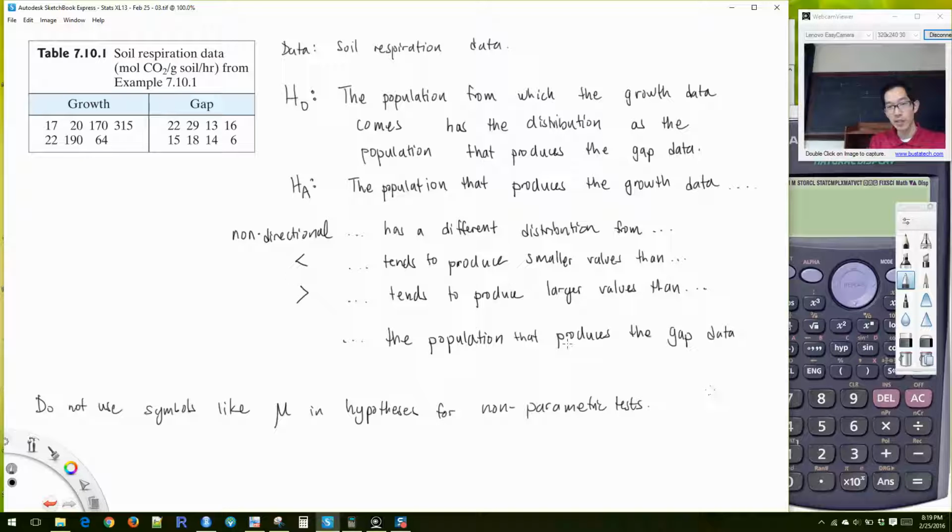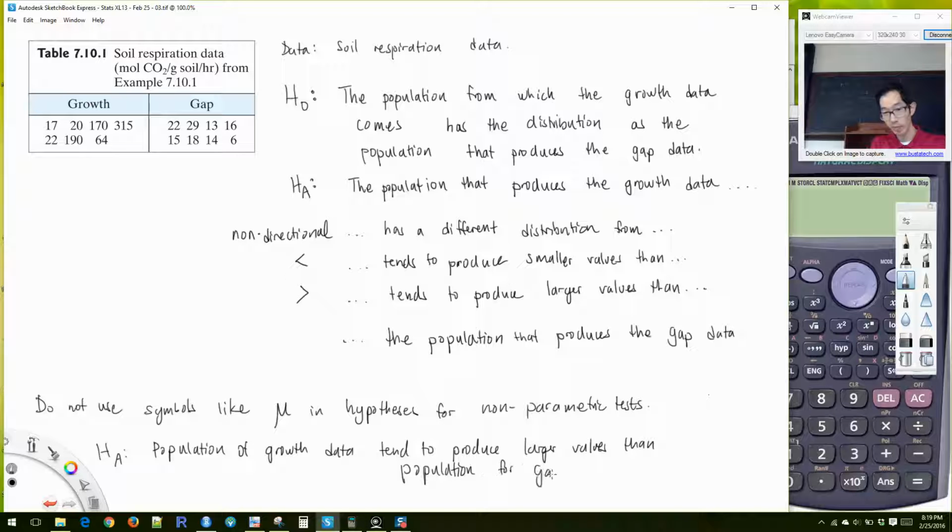So then, we have this, and here, I'll just write it out. Population of growth data. So we will pick this one, tends to produce larger values than population for gap data.